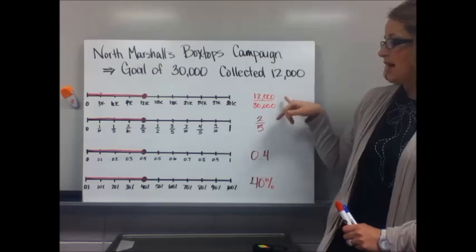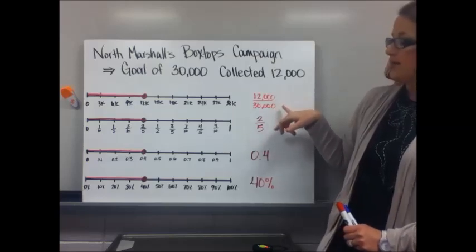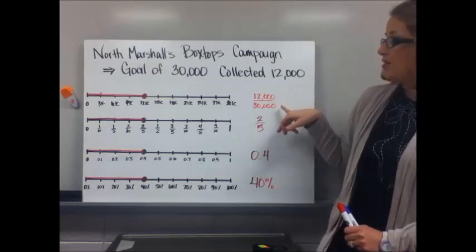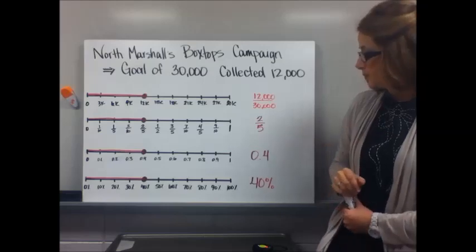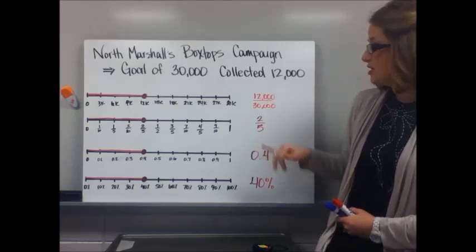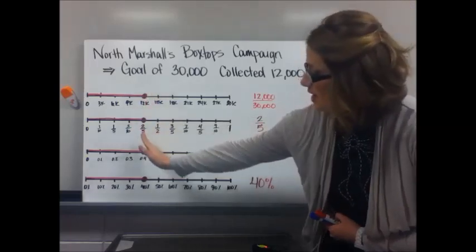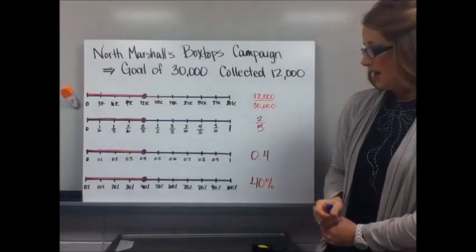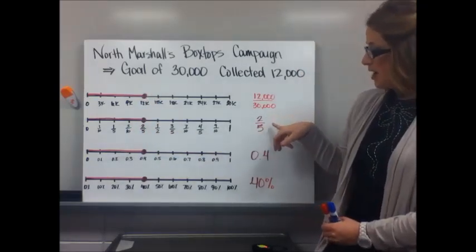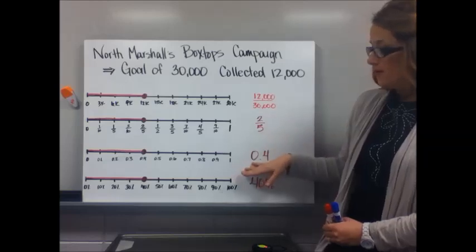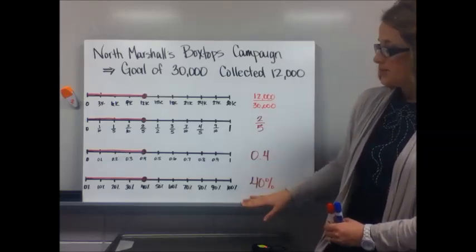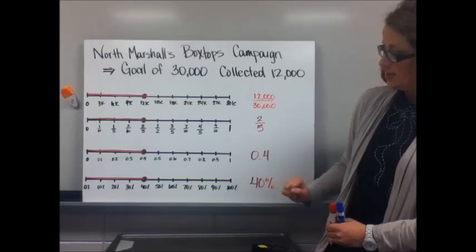So you could express that as the ratio of 12,000 that we've collected compared to the 30,000 that's our goal. If you were to simplify that fraction down, it would go down to 2 over 5. You can see that that is the same distance on the number line. As a decimal, if you were to divide 2 by 5, you would get 0.4. And then as a percent, that is 40%.